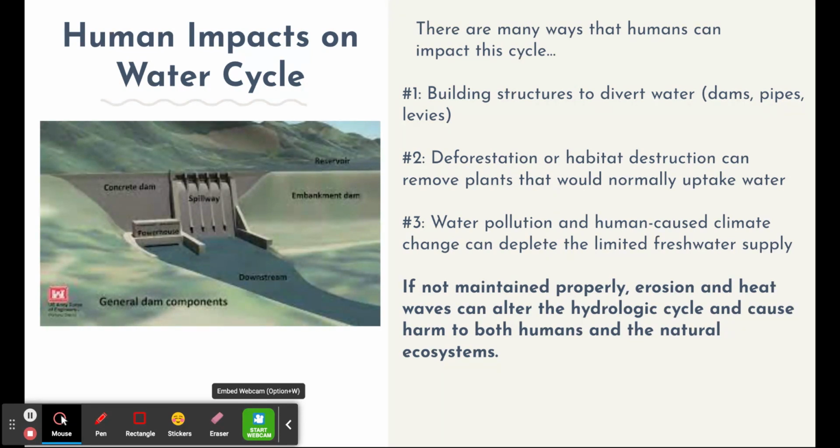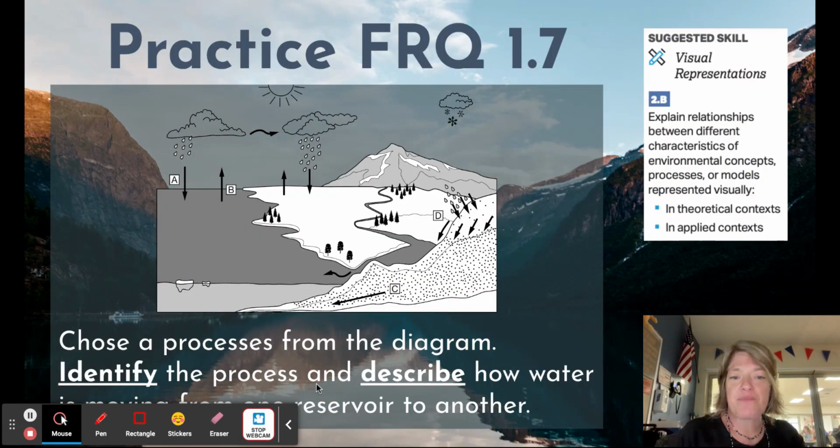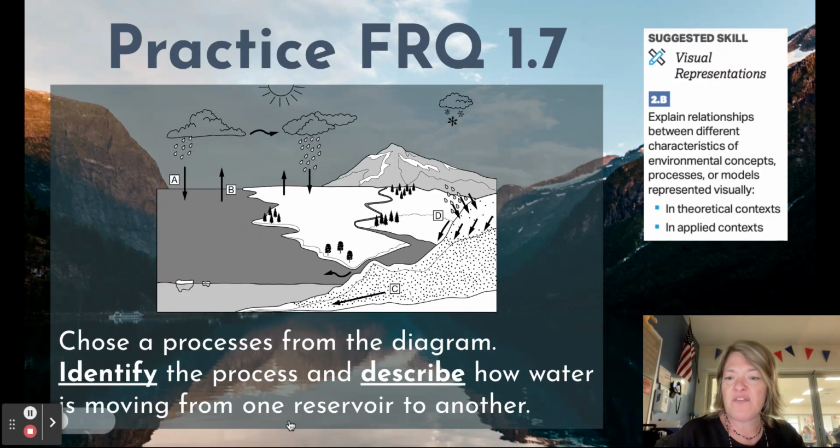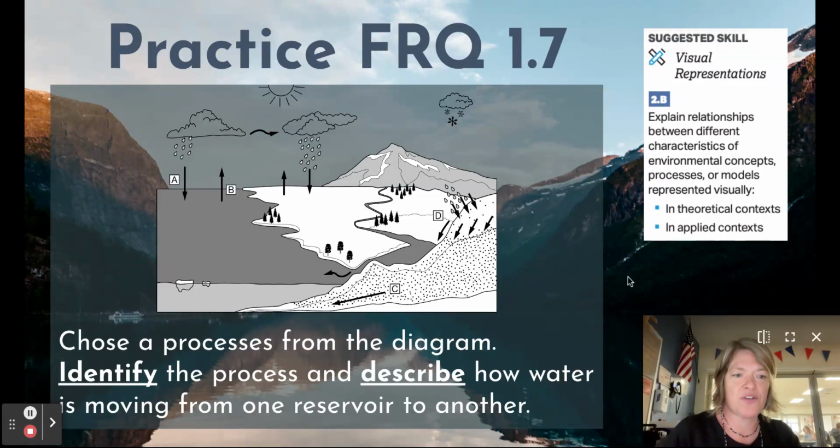So when I think of this, I think of areas that are becoming warmer, and therefore either they're not going to get the weather or the rain that they normally get, or they're just going to become more dry because evaporation is going to happen more readily. And then organisms that need more water to survive are not going to be able to survive in those areas. Okay. So here is our practice FRQ for 1.7. It says to choose a process from the diagram and identify the process and describe how water is moving from one reservoir to another.